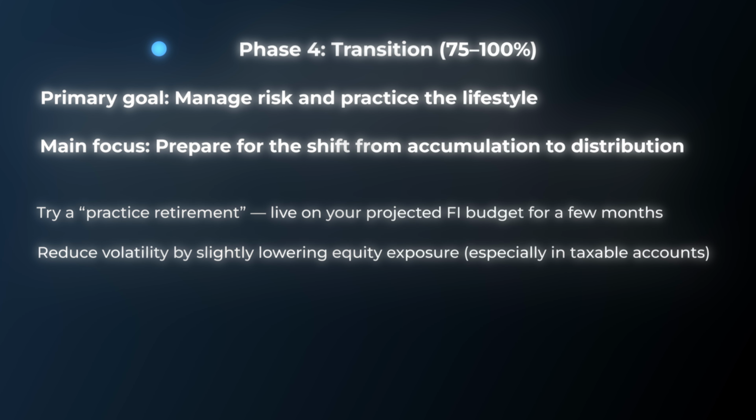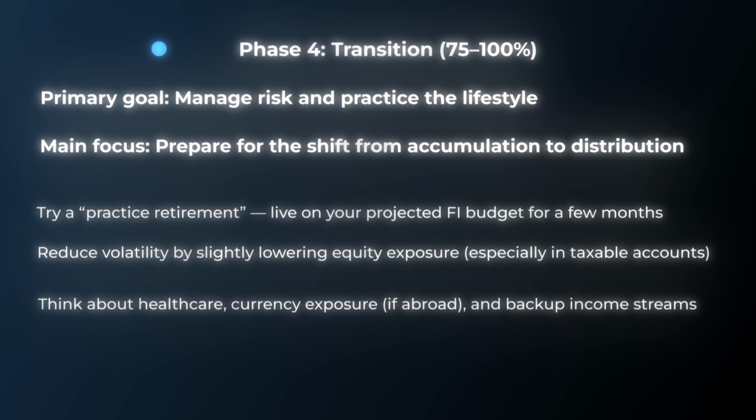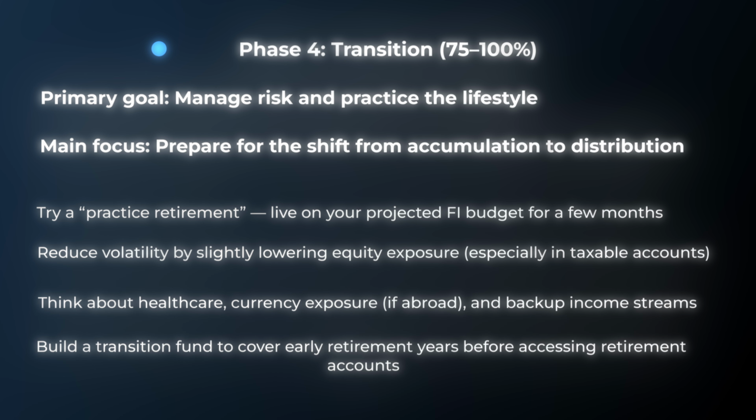Reduce volatility by slightly lowering equity exposure. Think about healthcare, currency exposure if you're abroad, and backup income streams. Also try to build a transition fund to cover early retirement, years before accessing retirement accounts. And this is also the stage to reflect. What does your ideal day look like? What's the first thing you'd stop doing if you didn't have to earn money?